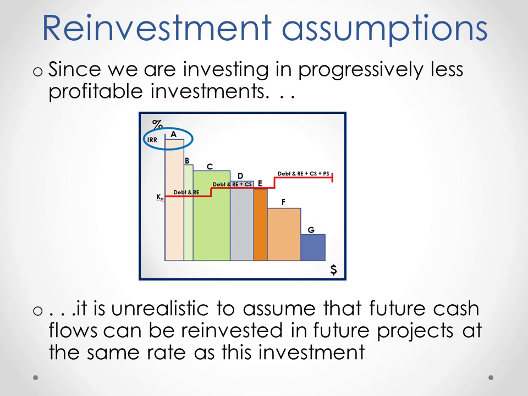Since we're investing in progressively less profitable investments, we've already invested in Project A, and when we get cash flows from that project, where are we going to put that money? We're going to take those cash flows and invest them in maybe Project B or Project C. There is no way on the planet that we're going to be able to take the cash flows from that project and reinvest them at the same kind of return we got for that project, because we always pick the highest return projects first to invest in. So it's unrealistic to assume that future cash flows could be reinvested at that rate. And so we can't use the internal rate of return as our reinvestment percentage.